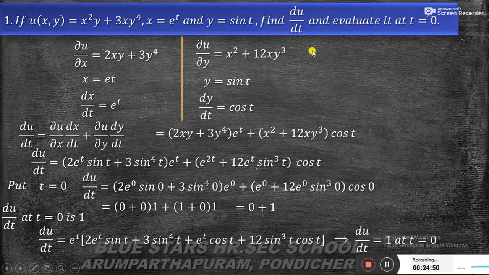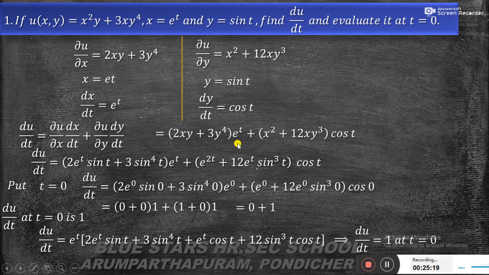So now they ask about du by dt. du by dt equal to dou u by dou x dx by dt plus dou u by dou y dy by dt. Dou u by dou x means here 2xy plus 3y power 4 into dx by dt, which is e power t, plus dou u by dou y. Dou u by dou y means x square plus 12xy cube into cos t.